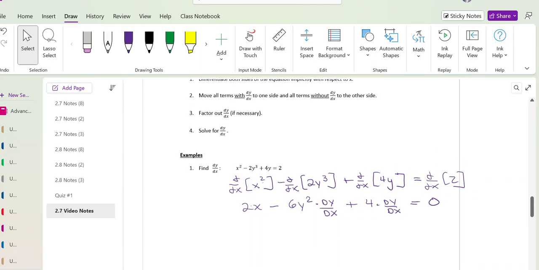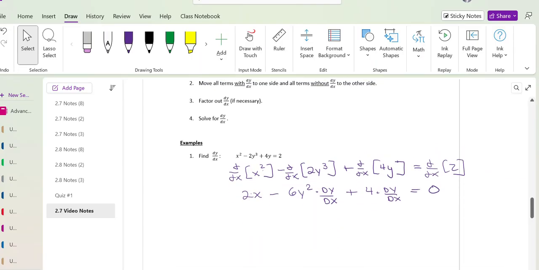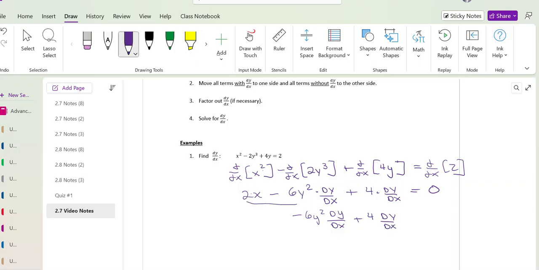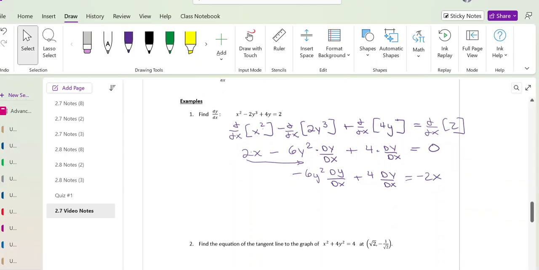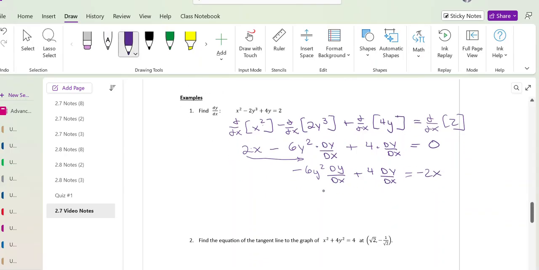So now it wants you to find dy/dx, so you're going to move everything over to the other side that does not have a dy/dx. In this case, you're going to keep the negative 6y squared and the 4 on one side, and I'm going to move the 2x to the other side. So it's going to be negative 2x. Then to solve for dy/dx, I'm going to factor it out. And then I'm going to divide.